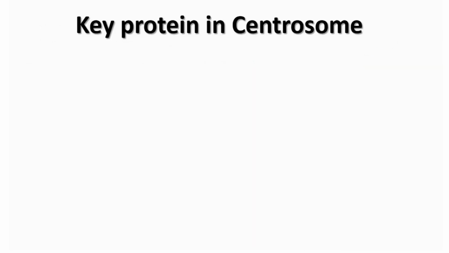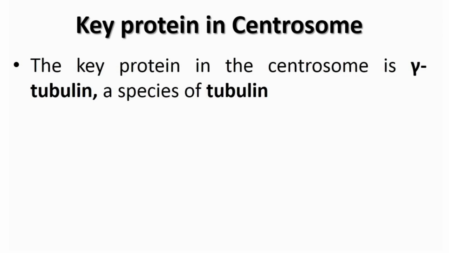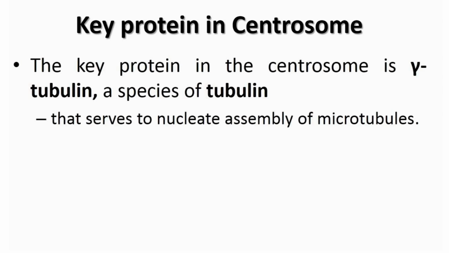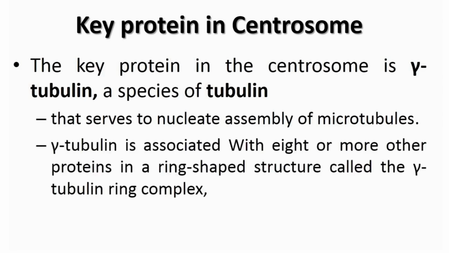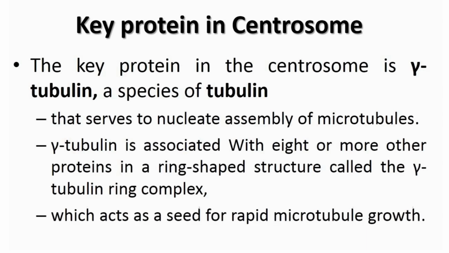What are some of the key proteins in the centrosome? The key protein in the centrosome is gamma tubulin. Again, students, gamma tubulin is a species of tubulin. This gamma tubulin serves to nucleate the assembly of microtubules. Gamma tubulin is associated with 8 or more other proteins in a ring shaped structure called the gamma tubulin ring complex, and this gamma tubulin ring complex acts as a seed for rapid microtubule growth.